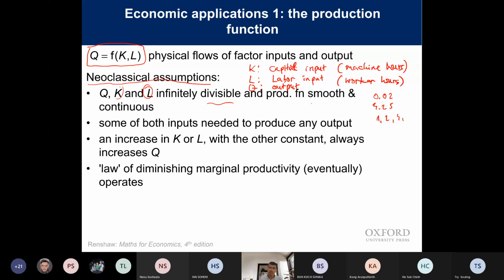And the function itself is smooth and continuous. Continuous means if you plot the graph, it's a surface with no hole. And what do we mean by smooth? If you think of a curve, this is a smooth curve. This is not smooth, because there is a corner right here, a pointy point.